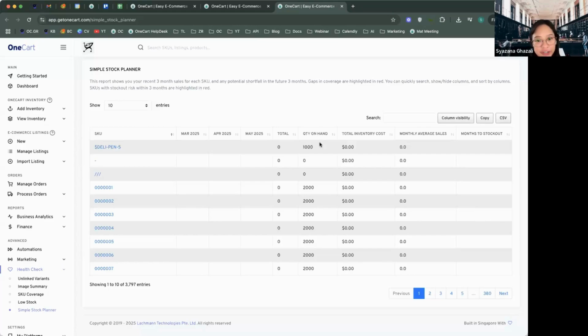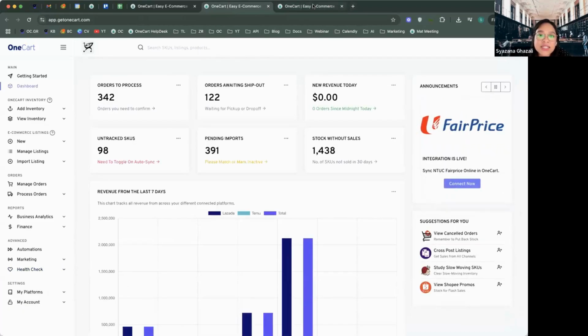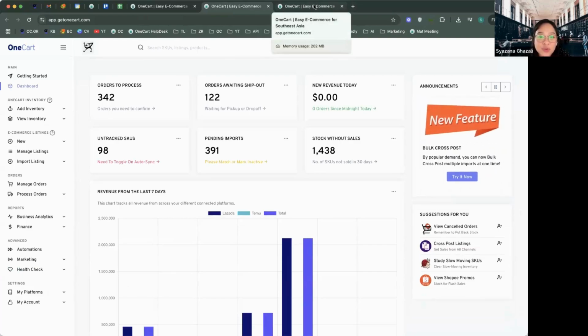Now you have already identified the SKUs just using my simple stock planner. Again, remember the three actions that we want to do once we have identified them. But before we move on to that, I want to show you the sales and performance of your inventory, your SKUs, or your products in your marketplaces.